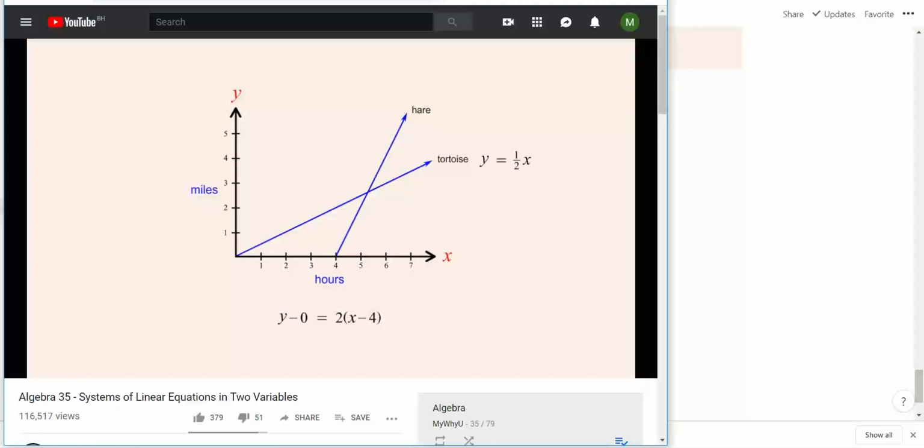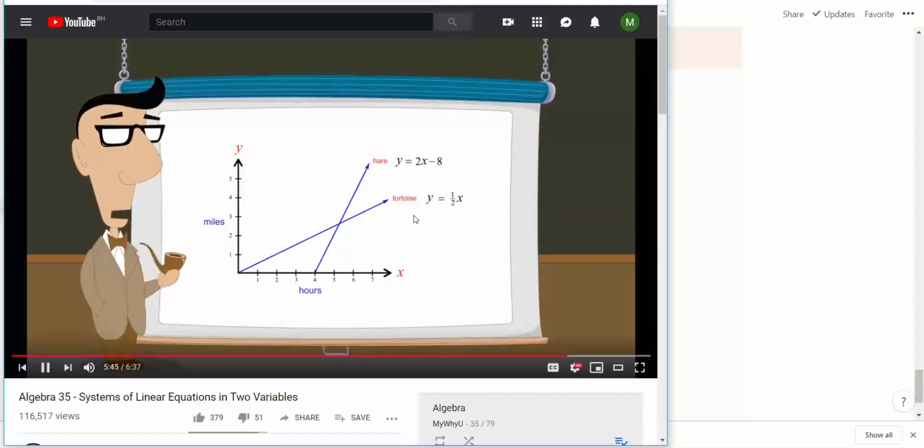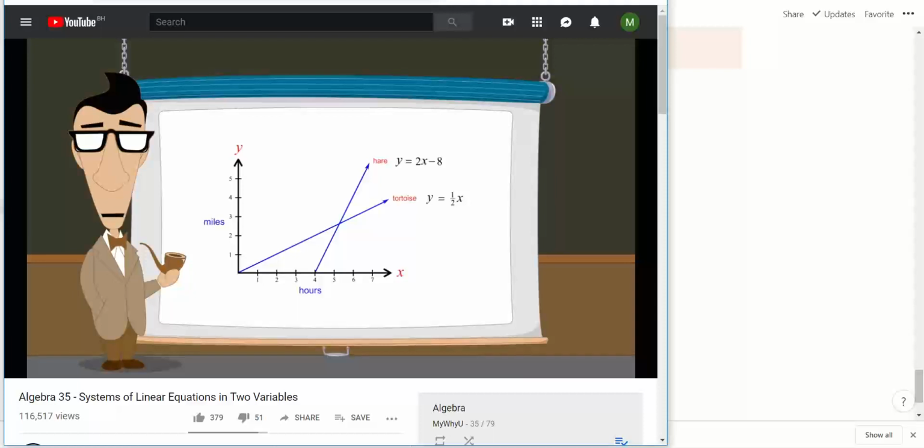We can then simplify the equation by eliminating the 0 and distributing the 2 to the terms in parentheses. Multiplying 2 times 4 to get 8, we see that we now have equations for the tortoise's and hare's distances as functions of time. It is important to remember that although the lines described by these equations extend infinitely in both directions, only the portion of the lines whose coordinates are positive are meaningful in this particular example.